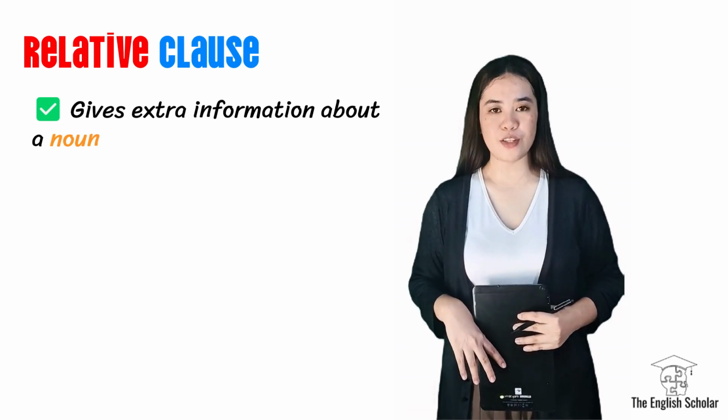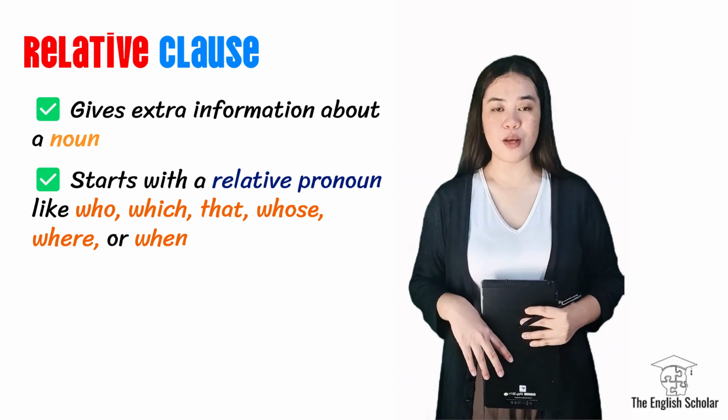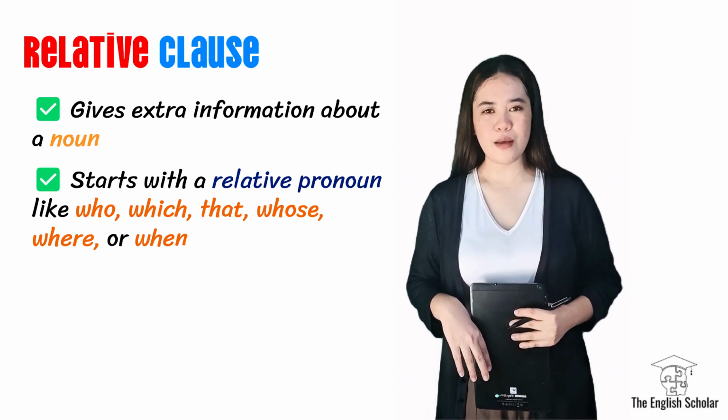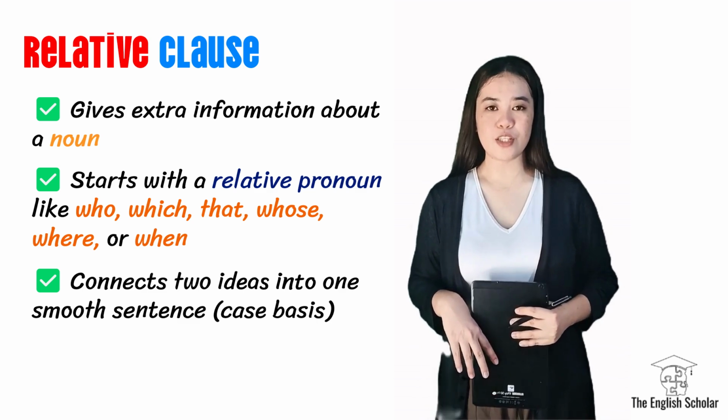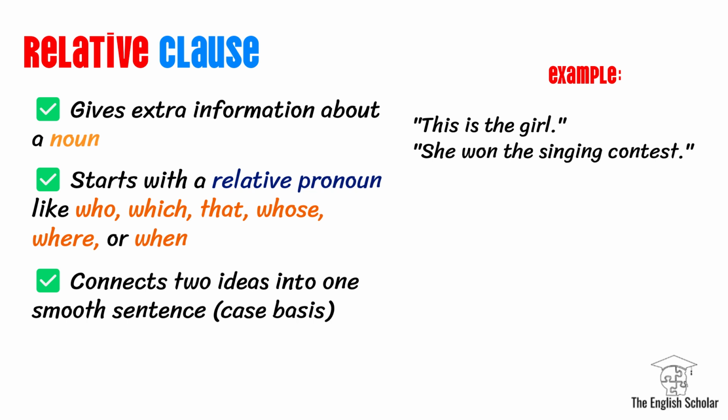A relative clause gives extra information about a noun. It starts with a relative pronoun like who, which, that, whose, where, or when. It helps you join ideas and avoid repeating words. Let's look at an example. We have these two separate sentences.